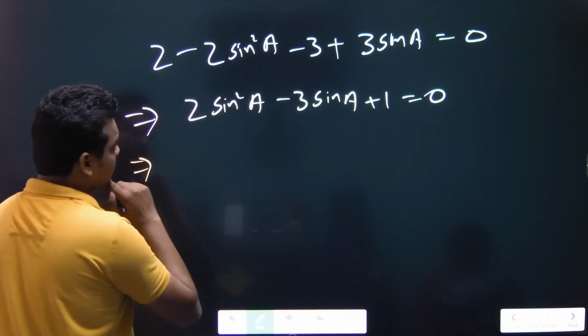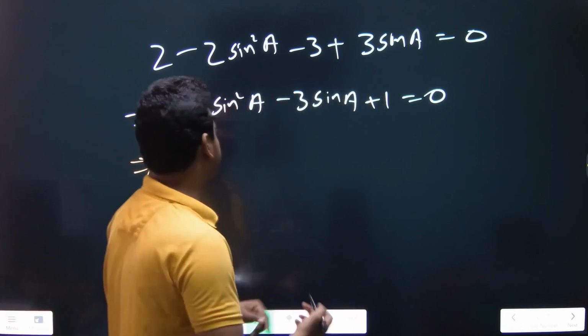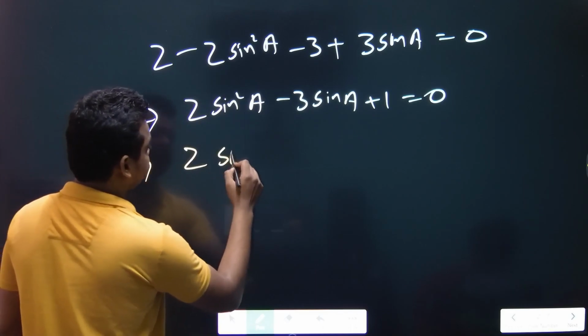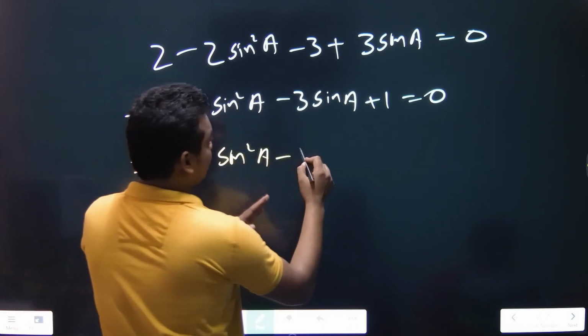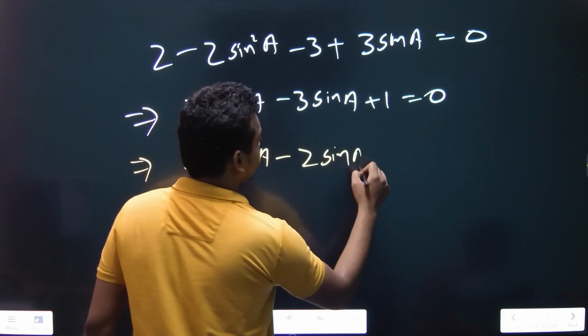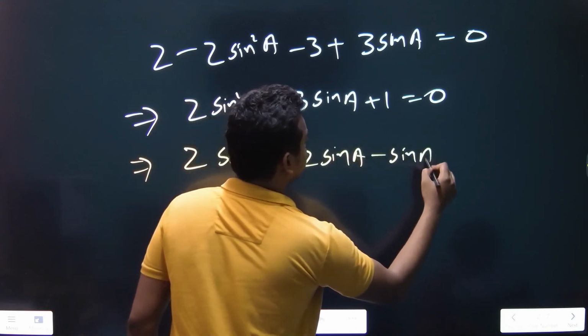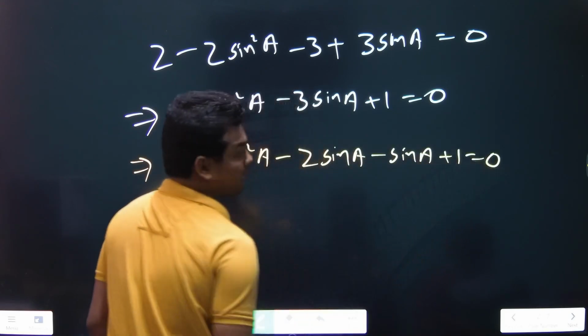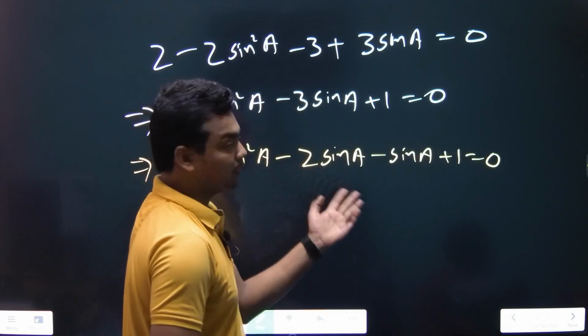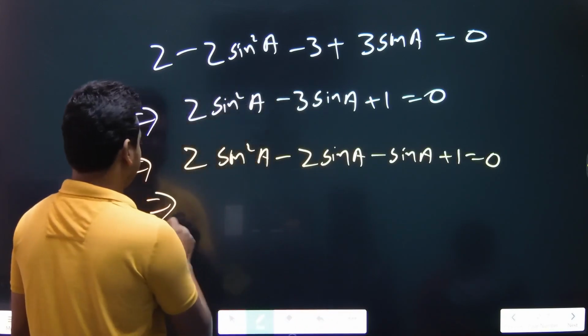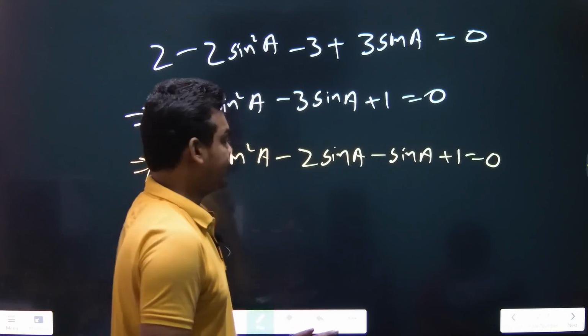So how can we solve it? We can use the middle term factorization. To use the middle term factorization, we can write it in this way: 2 sin squared A minus 2 sin A minus sin A plus 1 is equal to 0, right? I am not explaining from where I got this. I hope you understood this, no problem. If you are unable to understand, then tell me, I will explain in detail, there is no problem on that.